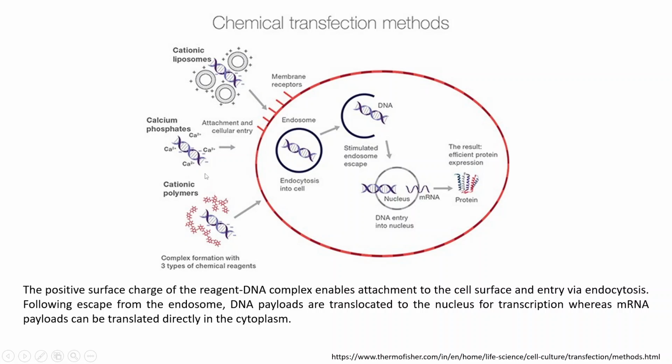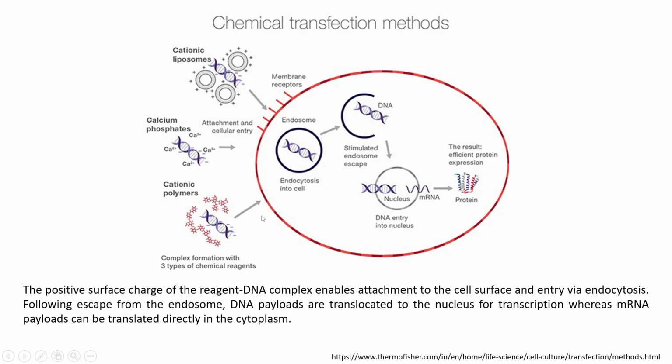Another method is calcium phosphate. This is using calcium ions, which are, as you know, divalent and positive. They can also bind to the DNA and help with attachment and cellular entry, where it will get endocytosed into the cell. If something is stuck, the cell will make an invagination here and it will endocytose whatever is stuck on its surface into the cell and process it further.